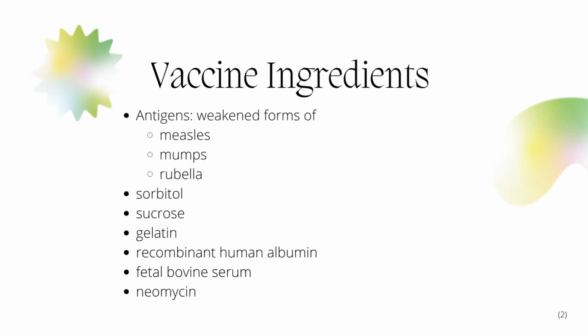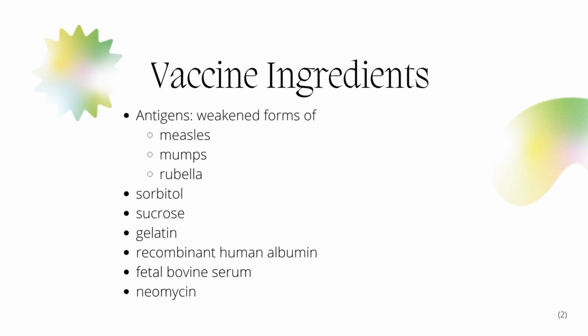Now, let's take a look at what makes up the MMR vaccine. As mentioned earlier, the active antigens in this vaccine include weakened forms of the measles, mumps, and rubella viruses. Sorbitol, sucrose, and gelatin are stabilizers that make sure the vaccine remains potent and unchanged during storage and transport. They are all also commonly found in food.